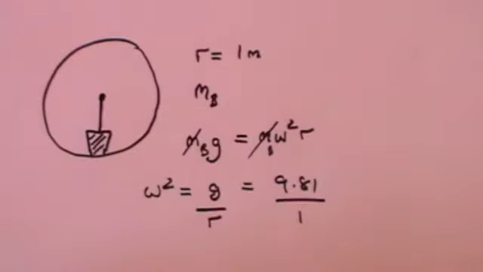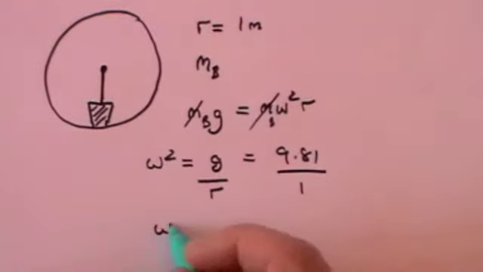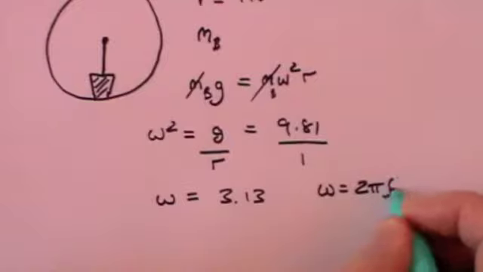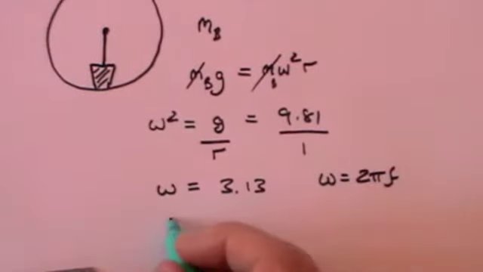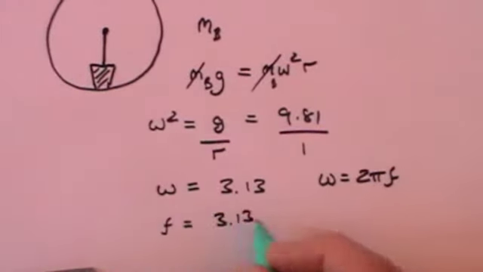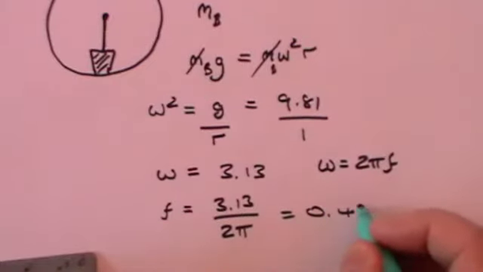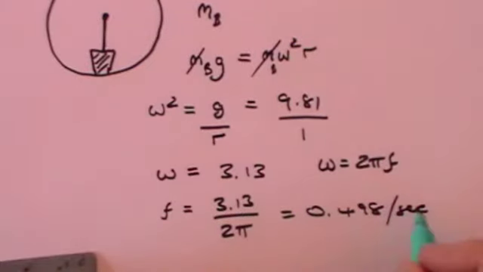That gives you that omega squared is 9.81, which means that omega, the angular velocity, is the square root of 9.81, which is 3.13. But we actually want the frequency, and omega of course is 2 pi f. So the actual frequency of rotation is 3.13 divided by 2 pi, which comes to 0.498 revolutions per second, or if you like, 1 cycle every 2 seconds.